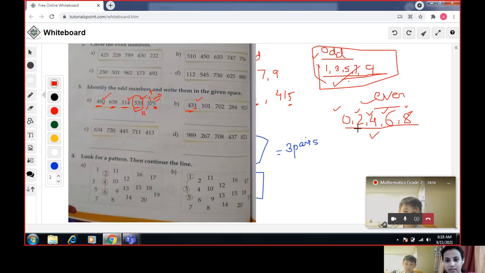Please see my screen. There is 0, 2, 4, 6, 8. But there is not any 1. See, in the even numbers there is not any 1. How can you say that this is an even number? I see, there is not any 1. See, 1 is not there in the even numbers. So how can you say that this is an even number?